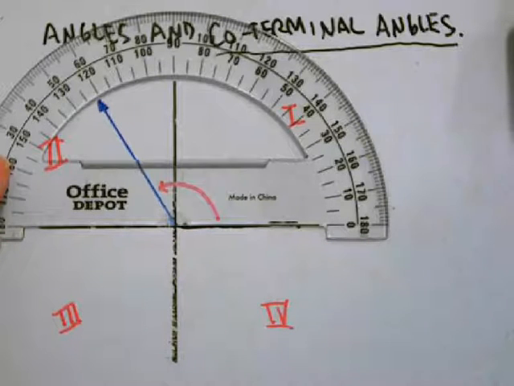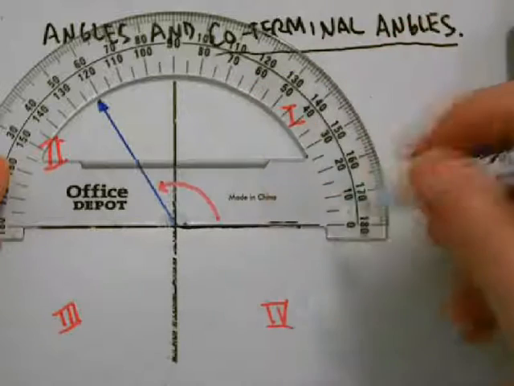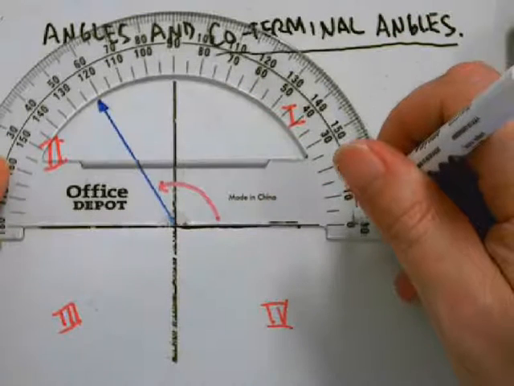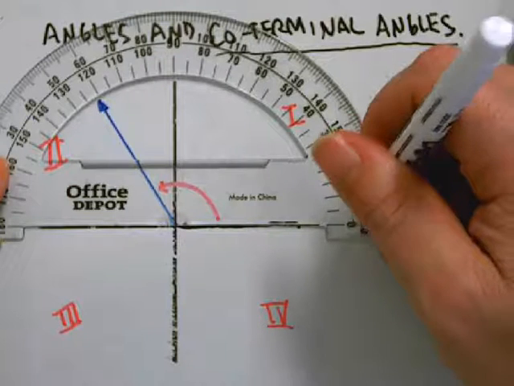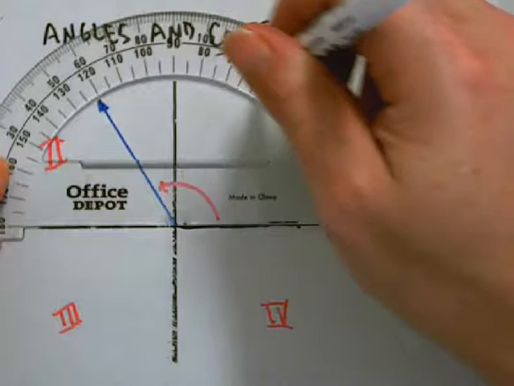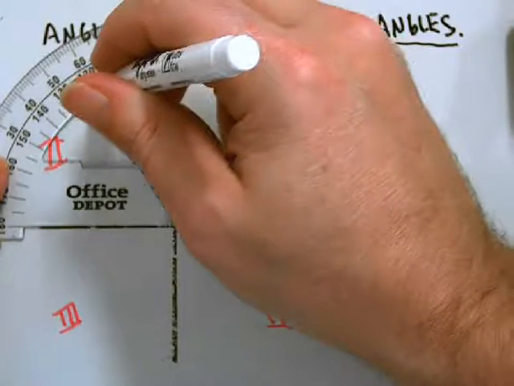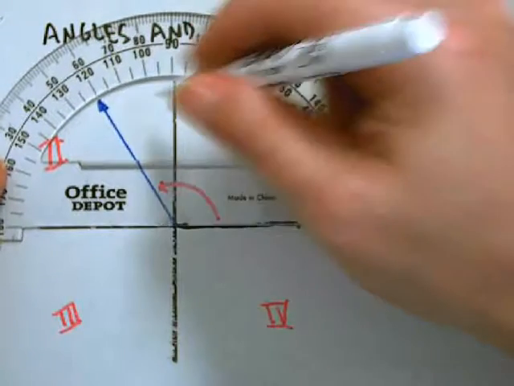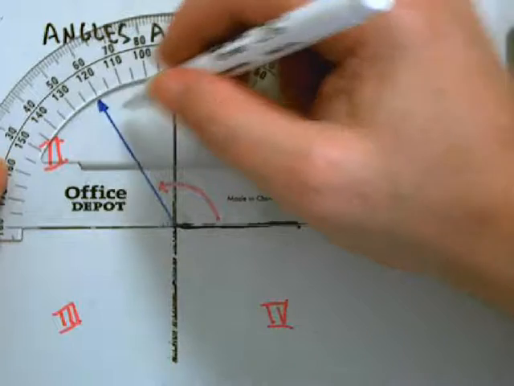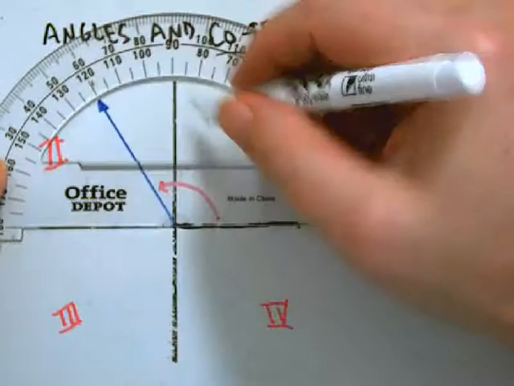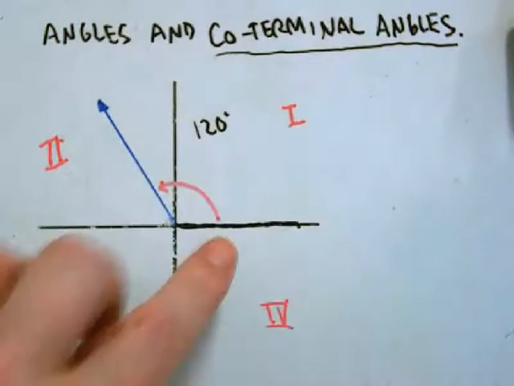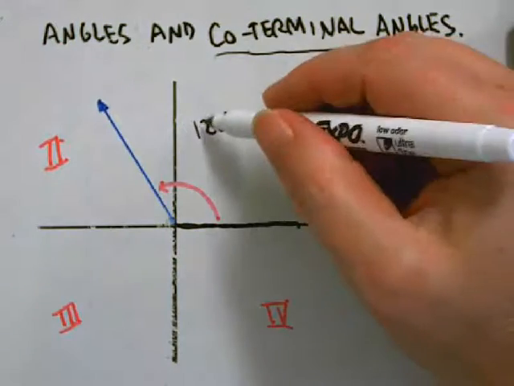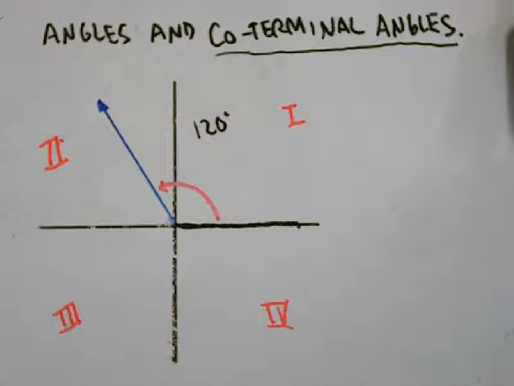And so what you're going to do here is just measure how far it opens, and you start counting at 0. You never start counting at 180, so you're looking at the bottom numbers, 0, 10, and keep following it up all the way to where the angle stops. Actually, this is off a little bit. So it stops at 120. So 120 degrees going counterclockwise in the positive direction, so it's a positive 120. Okay, so there's your angle.